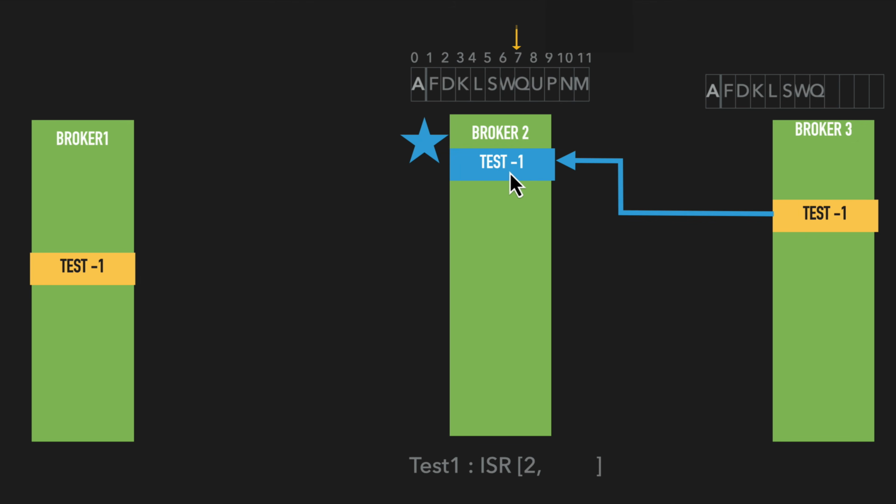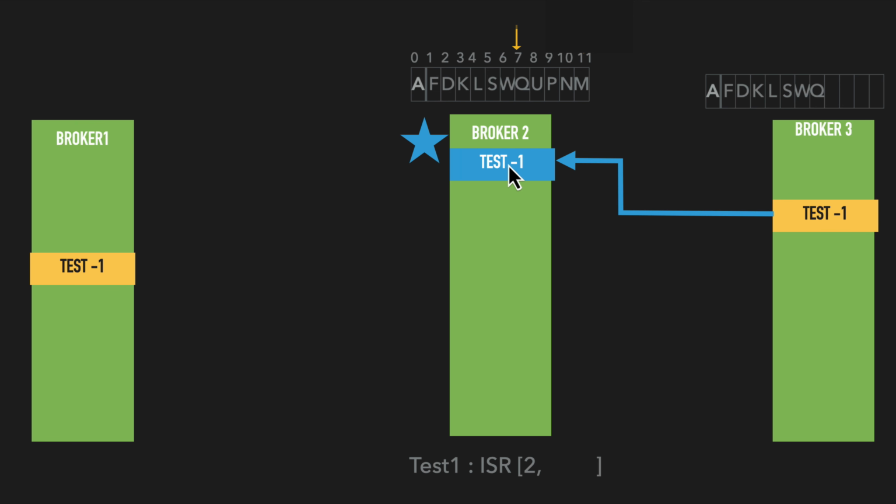Now the test 1 leader partition from broker 2 knows exactly how much data has been consumed by this follower replica from broker 3. The way it tracks is that it knows up to which offset this follower has consumed the data. Now it knows that it has consumed the data till the 7th offset, and it needs to catch up four more elements, which are U, P, and M.